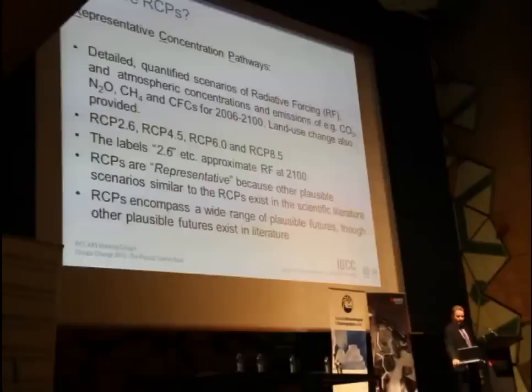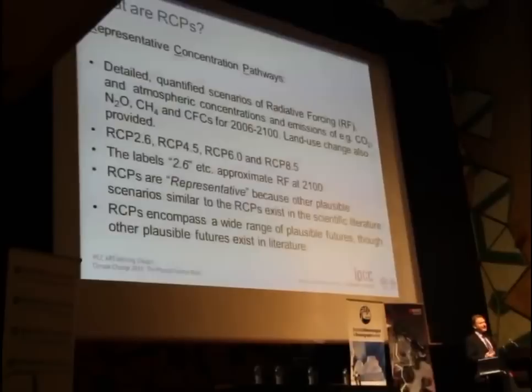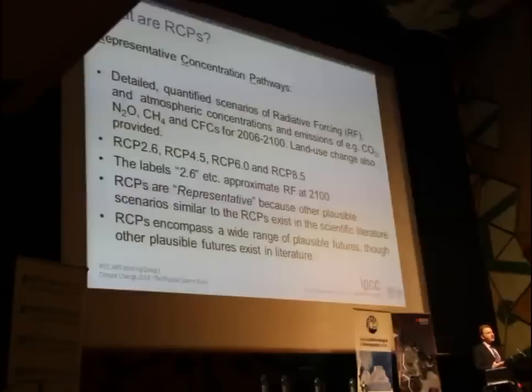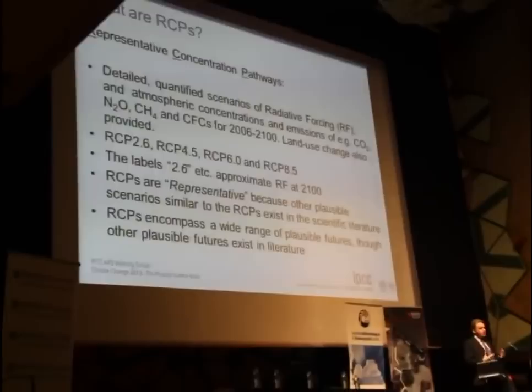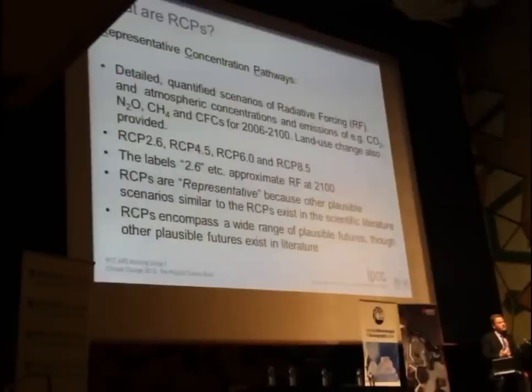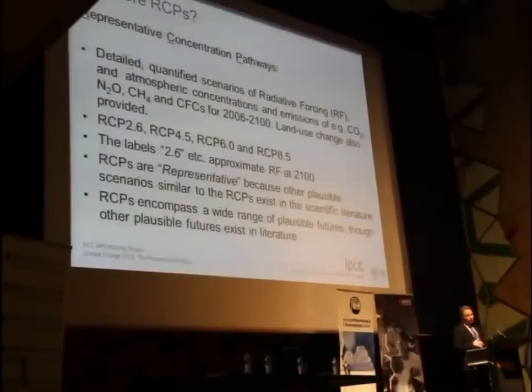But the climate models need to be told what's going to happen to emissions, or what's going to happen to the concentration of greenhouse gases, in order for them to tell us what's going to happen to temperature, rainfall, sea level, and so on. And so in the IPCC report, a great deal of emphasis is given to scenarios which are referred to as RCPs, or representative concentration pathways.